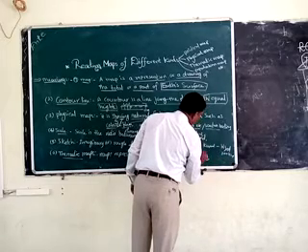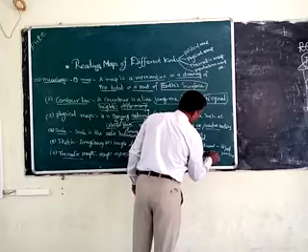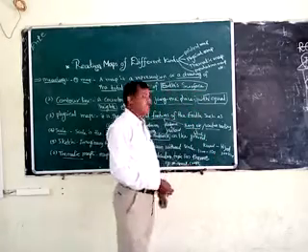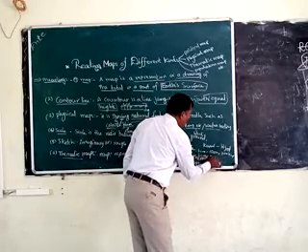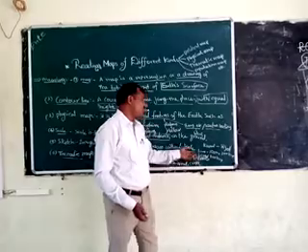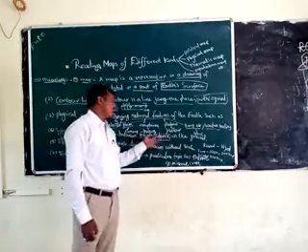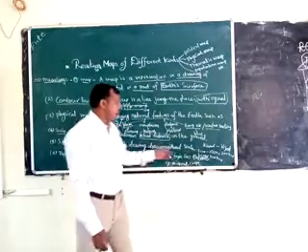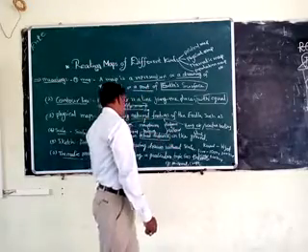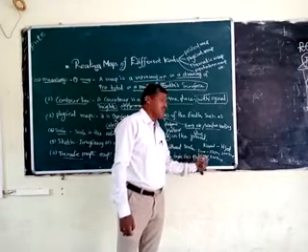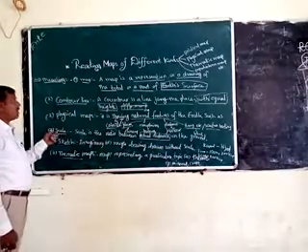Suppose 1 centimeter is equal to 100 kilometers, or 50 kilometers. Then 2 centimeters is equal to 200 kilometers, so we understand very easily. That's why scale is the ratio between the map distance and the actual distance on the ground. The actual distance is 200 kilometers, but on the reduced scale we use only 2 centimeters. This scale also helps us understand the map easily.